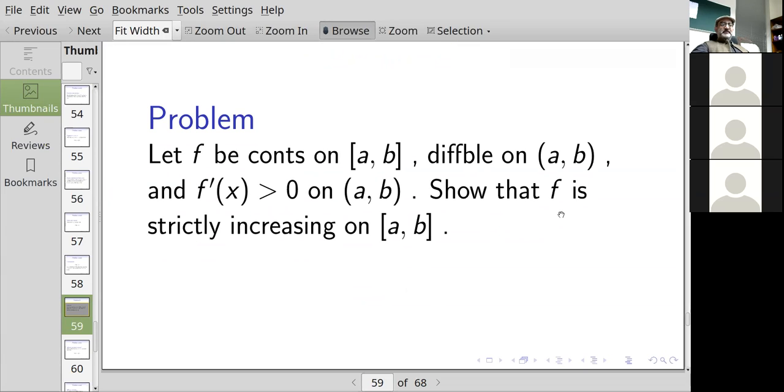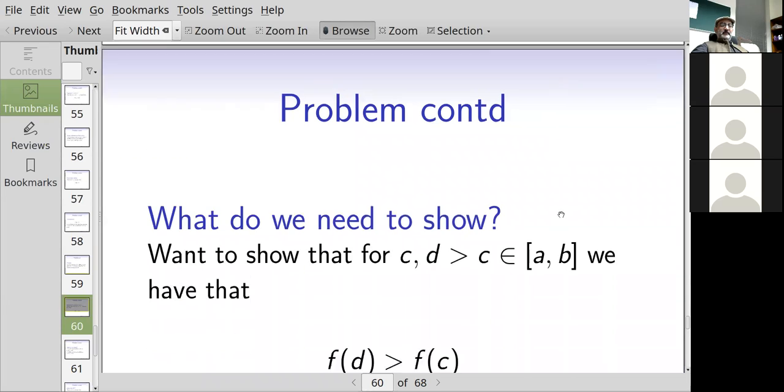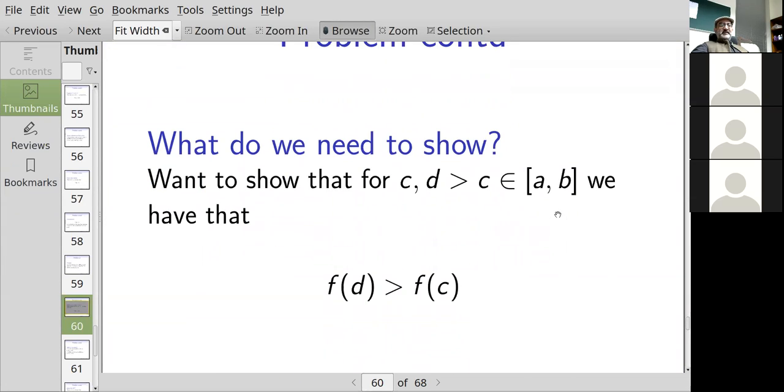F is continuous on closed [a, b]. It's differentiable on open (a, b). The derivative is greater than 0 everywhere on the interior a to b. Show that F is strictly increasing on the interval from a to b. Okay? And what we want to show, when we're saying strictly increasing, is that if you have a point c and a point d, where d is bigger than c, then F of d should be bigger than F of c. That's basically what we want to be able to do.